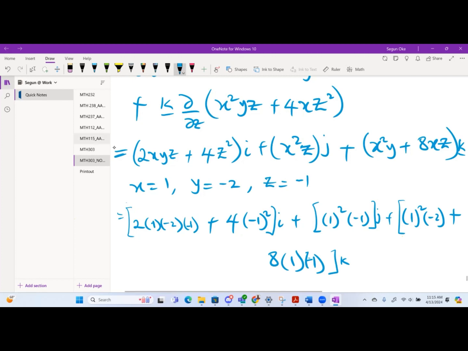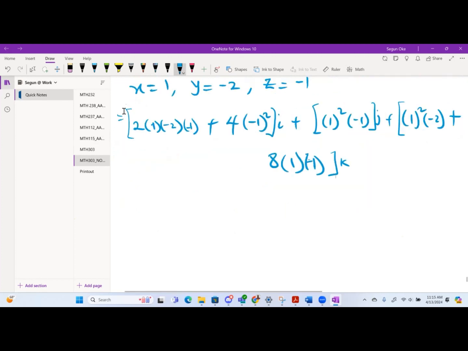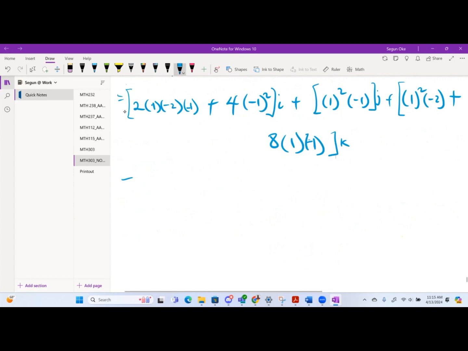So when you solve this one very well, you will have at the end of the day 8i minus j minus 10k. Don't forget, we substituted 1, minus 2, minus 1. That's why you have that.